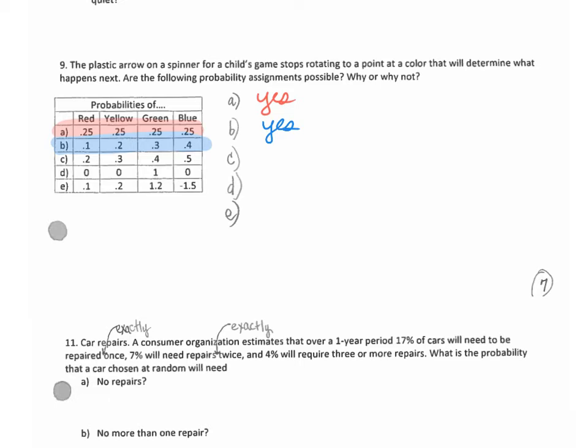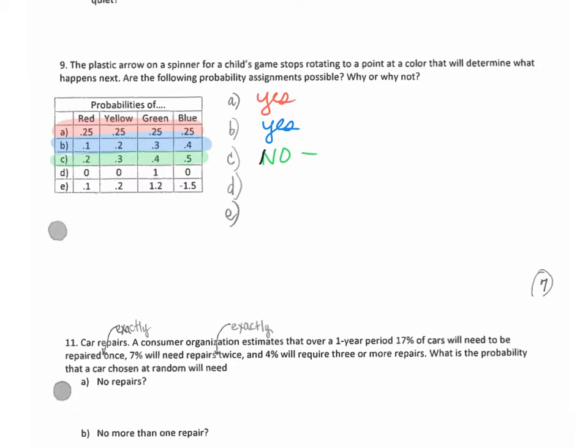Okay, let's do this next one. 20% red plus 30% yellow is 50% already. And if you add 40% green, you're at 90%. And then you add in that blue, what does that give you? Over 100. 140%. Can you represent 140%? No.